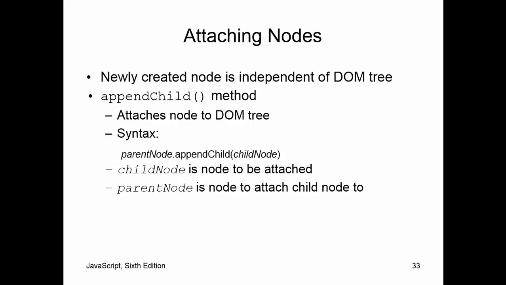So when you create a new element using createElement, it's there, but it's not part of the DOM yet. It's independent of the DOM. So you use the appendChild method to attach a node to the DOM tree, because what you're doing there is you're telling it where you want it to be attached. So you can see the syntax down toward the bottom of the slide here. That's a smaller font. But you've got child node in the parentheses, that's the node to be attached, and parent node, and that's the node you want to attach the child node to.